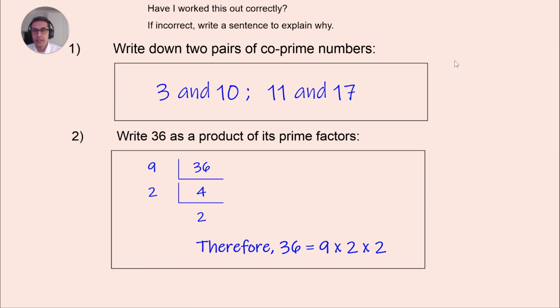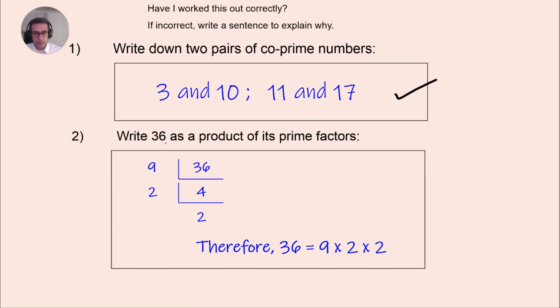This video is a consolidation of prime factors. So pause the video and have a go with the first two questions as a warm-up. Okay, so here we go. Question 1, we can see if it's correct, explain incorrect, explain why. Now the first bit is correct, they are co-prime numbers.